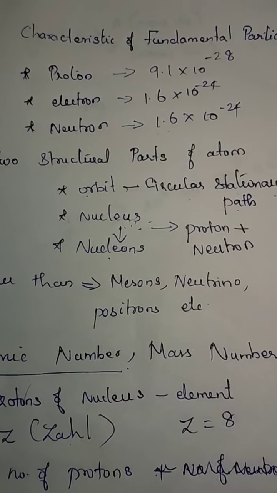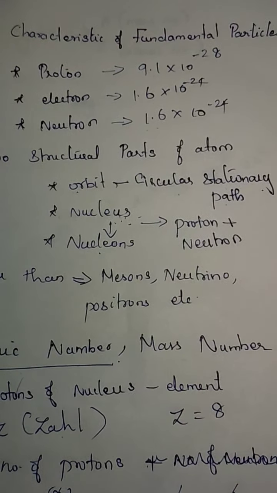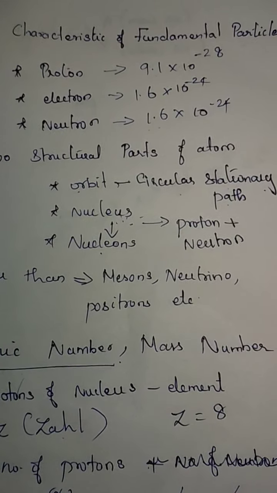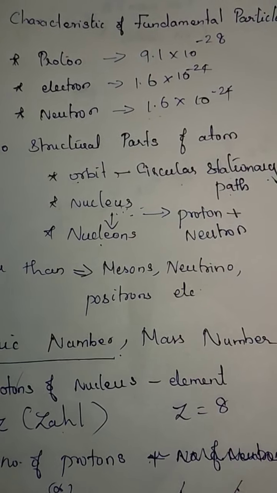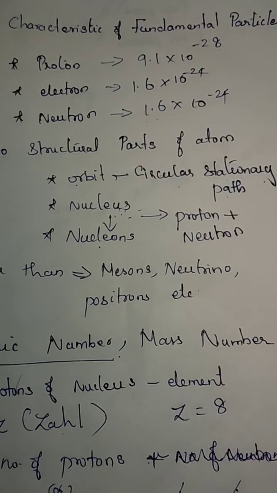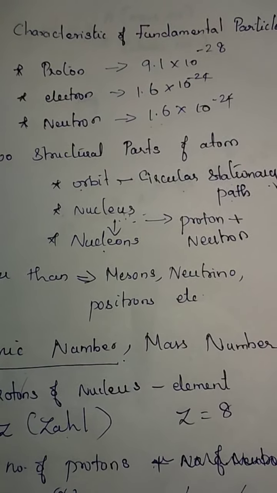Good. Proton carries what charge? Positive. Electron, negative. And neutron does not carry any charge, isn't it? It's neutral. Who discovered the presence of neutrons in an atom? Do you remember the last class I mentioned? It is by James Chadwick, isn't it?